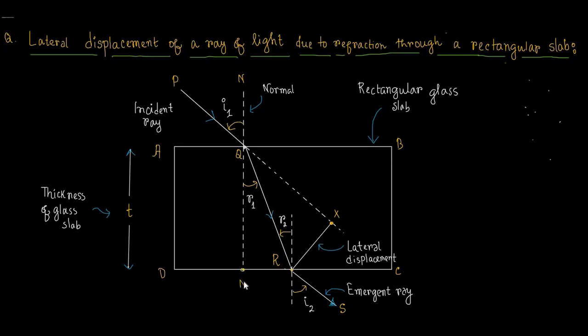We can denote the normals. Qn is the normal on the first refracting surface. Q1 prime is the normal on the second refracting surface. Mu2 is the refractive index of the rectangular glass slab, and mu1 is the refractive index of the surrounding medium, that is the refractive index of air.